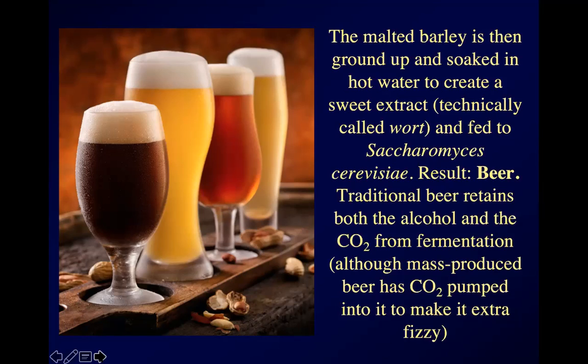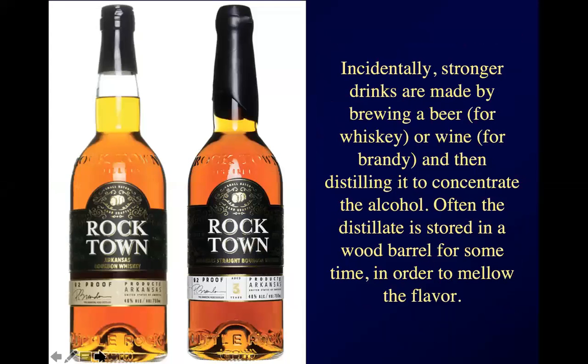You make living barley seeds crank out enzymes. They chop up that starch into sugars. You feed the sugars to yeast, and what you end up with is alcohol and carbon dioxide from fermentation. Mass-produced beer is made extra fizzy because they pump carbon dioxide into it. But if you've ever had bottle fermented or cask conditioned ale, that just retains the carbon dioxide from the fermentation process. So that's how you make beer.